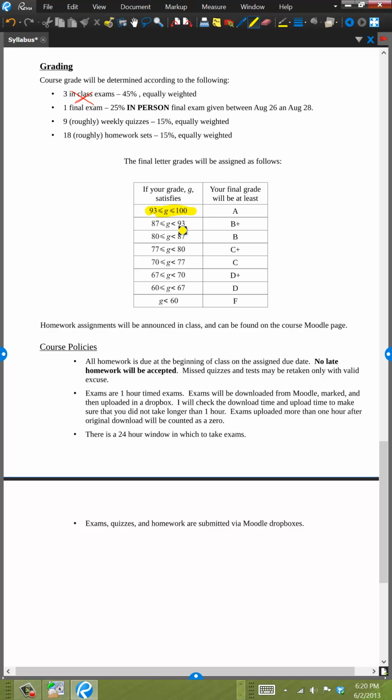One important thing that I want to point out is my use of inequalities here. So what happens if your final percent is, say, 92.7? Well, your grade G would be between 87 and 93 if your grade is 92.7. You will therefore get a B+, or I promise to give you at least a B+. And in practice, I typically don't round up. So you would get a B+. If you want an A, just get a 93.